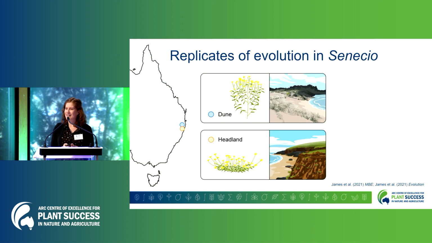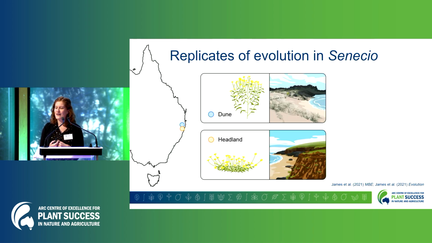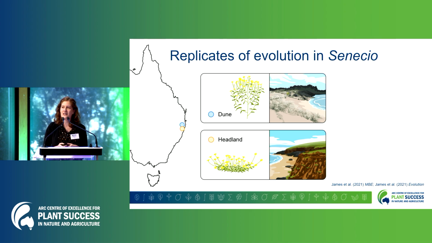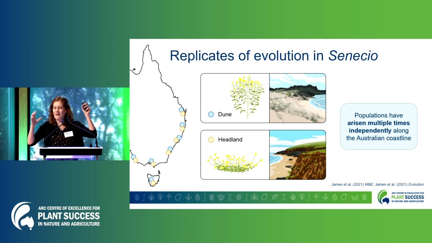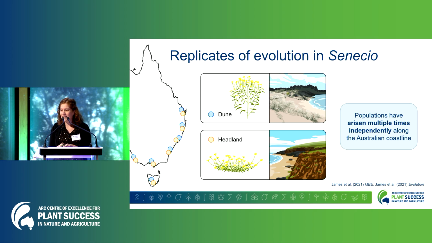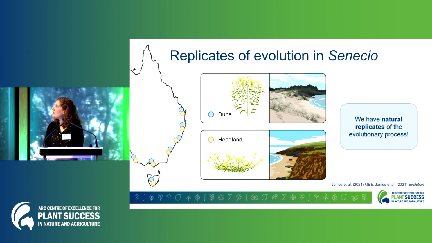We have replicates of evolution, so you might have heard from Barbara what replicates are. So effectively, the dune and headland ecotypes don't just occur at one location along the Australian coastline, but they've independently adapted to many locations. So you can see all along the Australian coastline, we have these dune and headland contrasting environments that harbour the dune and headland ecotypes. And we have really strong evidence to show that each population is an independent replicate of the evolutionary process.